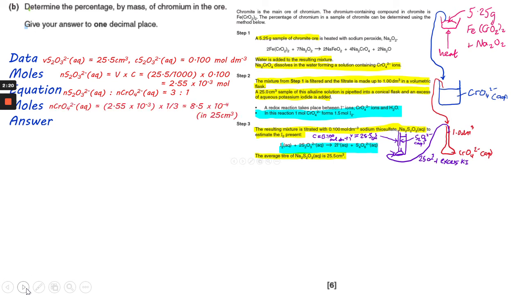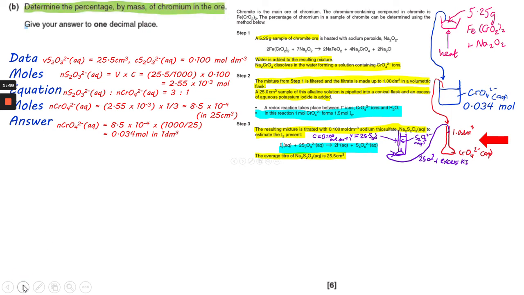So multiplying 2.55 times 10 to the minus 3 by a third gives you 8.5 times 10 to the minus 4, in 25 centimeters cubed. Looking at our volumetric flask, it's 1 decimeter cubed, isn't it? So what we need to do is scale that up, 1 decimeter cubed being 1,000 centimeters cubed, divide that by 25 because it's a 25 centimeter cubed sample, and that gives us 0.034 moles present in that particular sample.